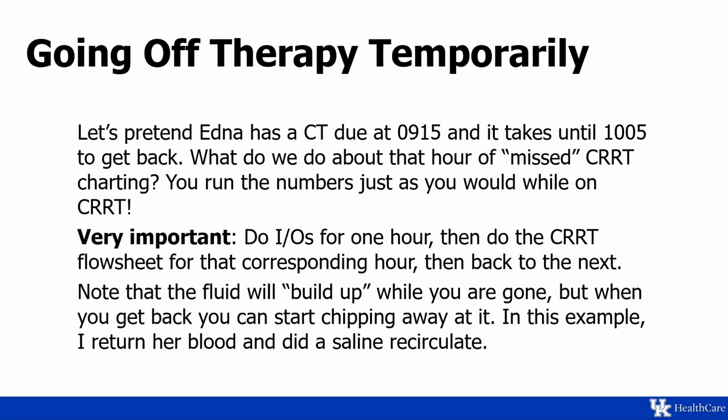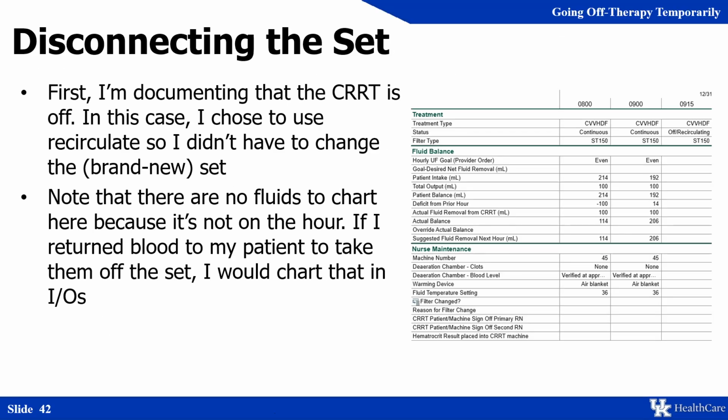So in the example we're about to show, we returned our blood and did a saline recirculate while we were gone. So first, at 9:15, when we disconnect, we're going to document that we are off CRRT in our status row and that we're recirculating. There's no fluids to chart for this because we are not on CRRT, so you just leave the fluid balance part blank, and you also really only want to do those fluid balances on the hour. Otherwise, it's going to be really pretty much impossible to keep track of if you do like 59 minutes worth of CRRT.